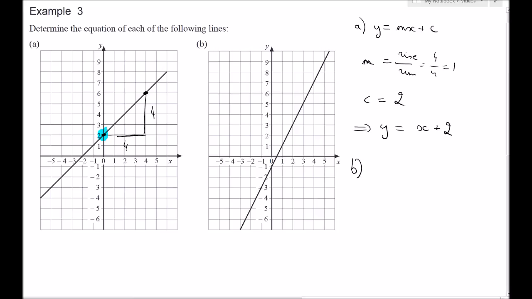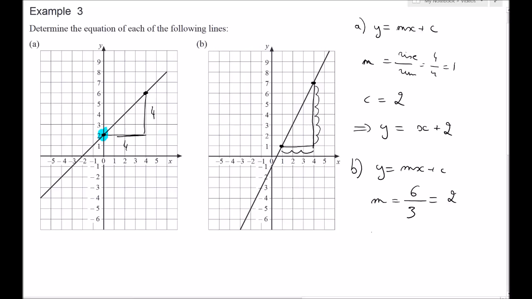Okay, question B. Again, you look for m and you look for c. M is going to be, again, let's take this coordinate, and let's take an easy one as well, this one. Okay, guys, always pick easy coordinates that have whole numbers as coordinates. Don't go fidgeting about, just pick the whole numbers. All right, so I rise and I run. Let's have a look. I run 1, 2, 3, 4. No, not 4. 1, 2, 3. I run 3. And I rise 1, 2, 3, 4, 5, 6. So that's going to be 2.